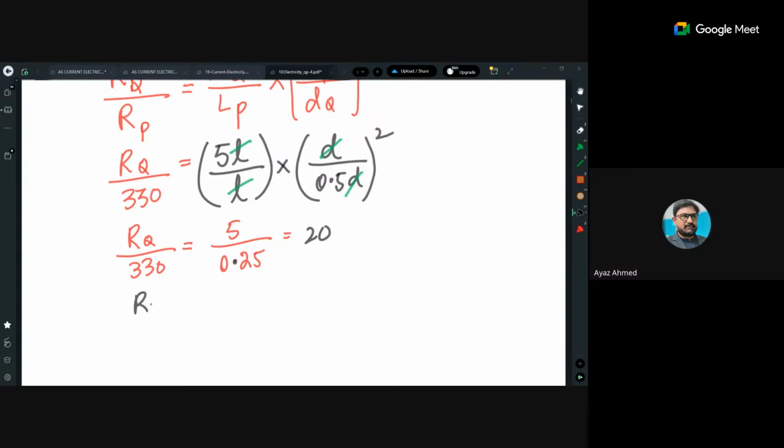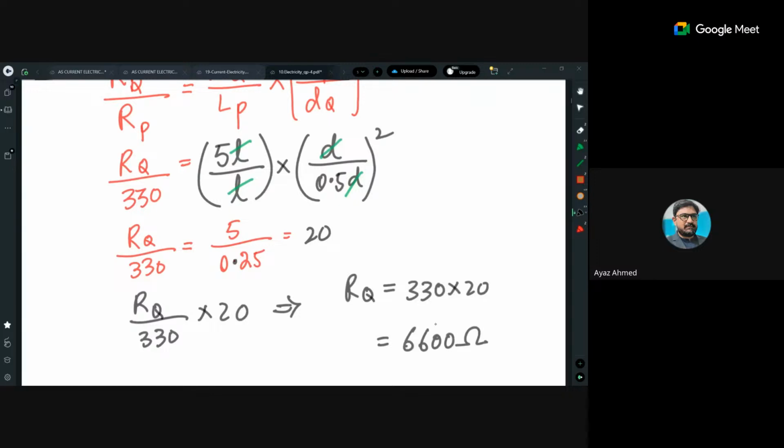So resistance of Q divided by 330 equals 20. So what is the resistance of Q? Resistance of Q is 330 times 20, which is basically 6600 ohm. That's it. Now tell me, is it clear? Yes.